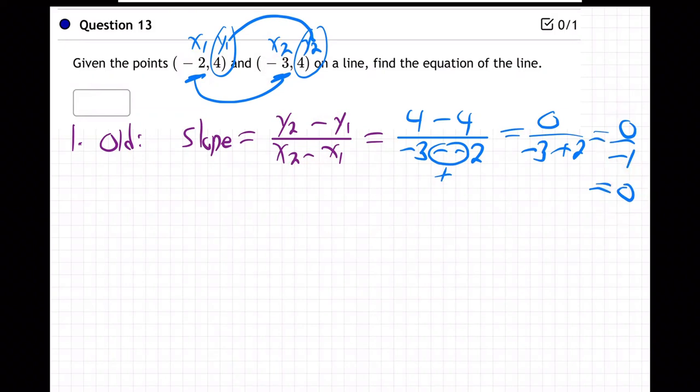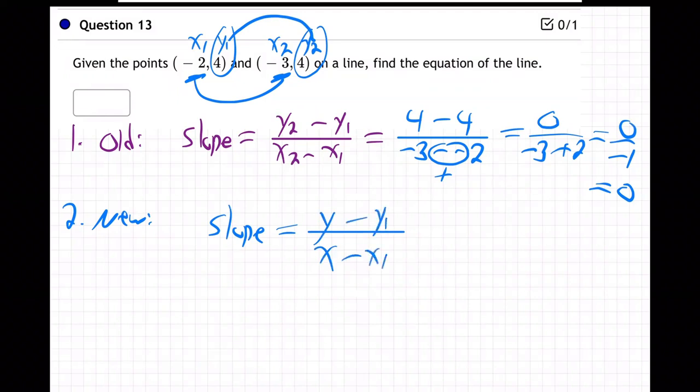That's a little strange. Slope is 0. So step 2. What do we do on step 2? Well, we write the new slope formula, which is, again, slope equals, but this time we put a plain y and plain x in the front. That's the only difference in the old and the new. See, the old one, they both have y1, x1 in the back. The only difference is the front of the old one is y2, x2. The new one is plain y, plain x. And then we just plug everything in.